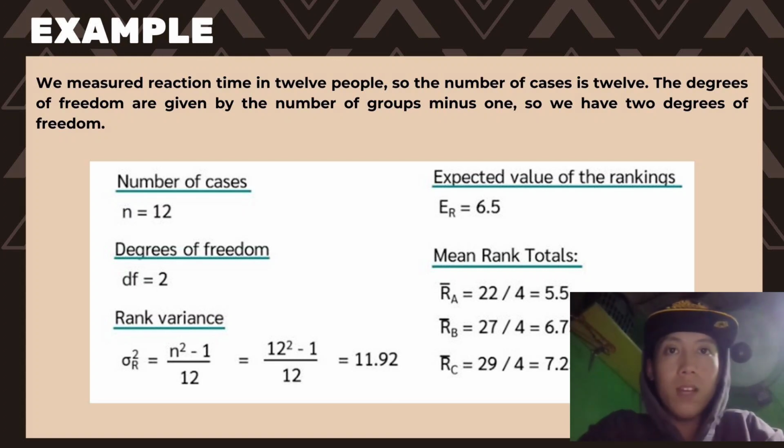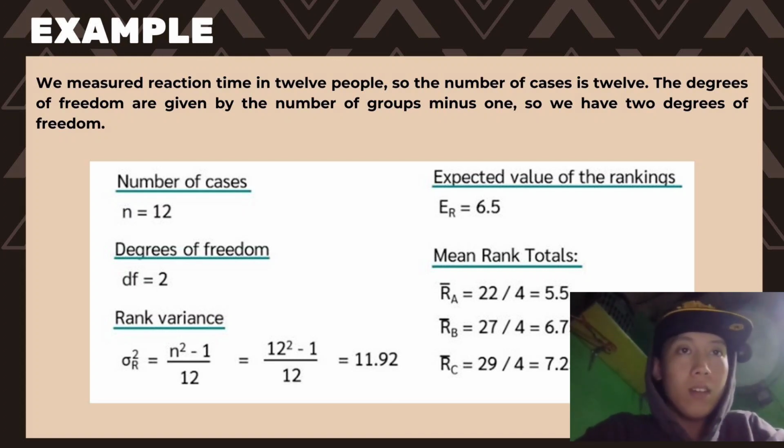Next is the degree of freedom. Our degree of freedom is 2. To get this, we just look at how many groups we have. We have 3 groups minus 1. So, we get 2. Next is the rank variance. And this is the formula for our rank variance: number of cases squared minus 1 divided by 12. So, we have 12 cases squared minus 1 divided by 12 is equal to 11.92. So, our rank variance is 11.92.